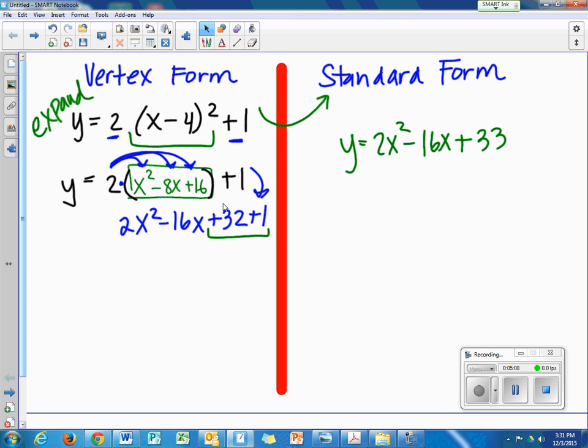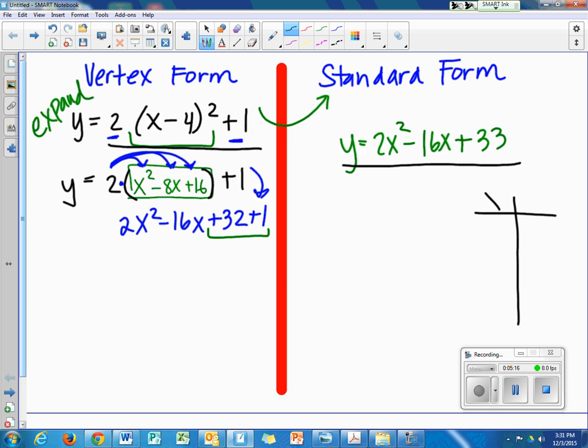So if you were to graph this vertex equation and graph this one, your graph would be exactly the same. If you take a chart and plug in random numbers, negative 2, negative 1, plug in 0, 1, you'll get the exact same y values for both.